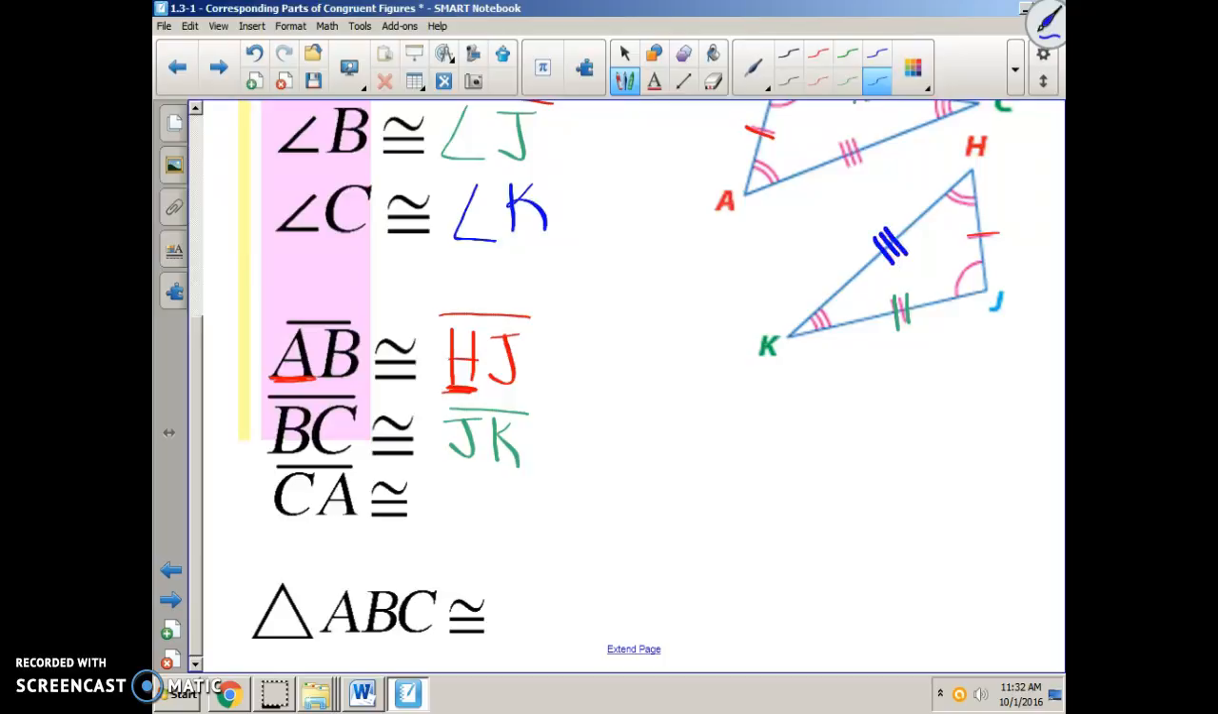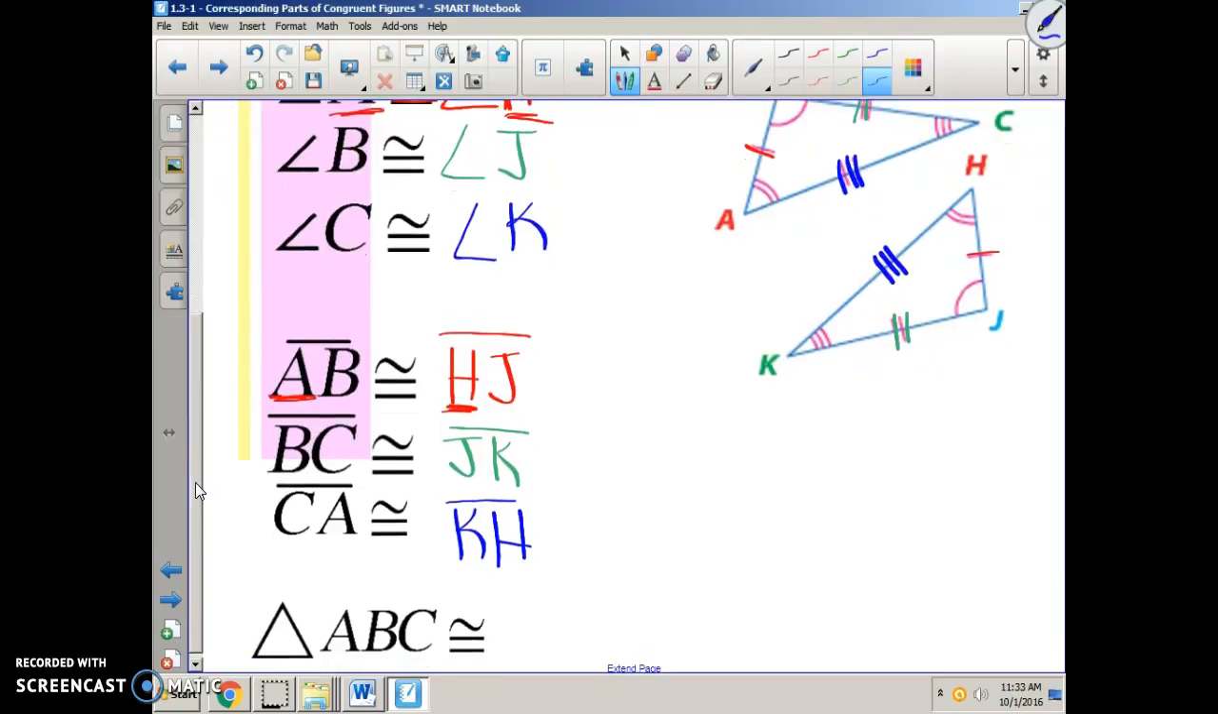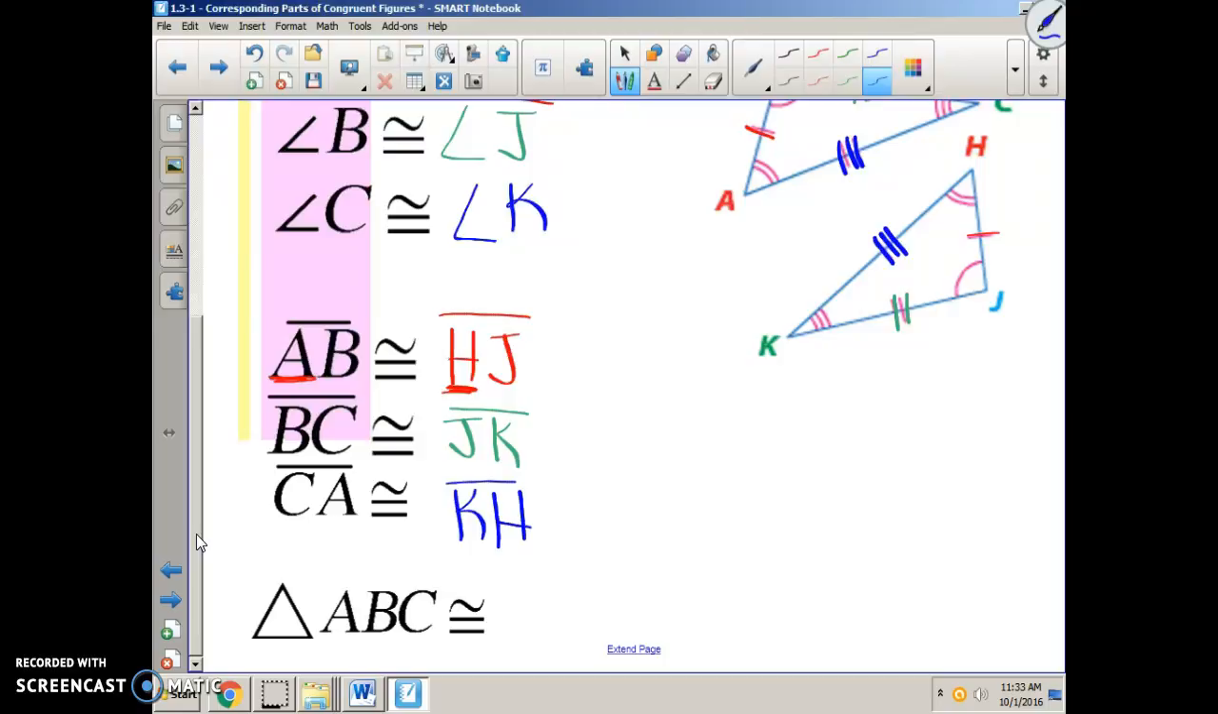And last but not least, we have CA, and that matches with KH. Gotta think about how to order my letters, so I tell you the right thing. So that's pretty much the basis of just the beginning part of it.